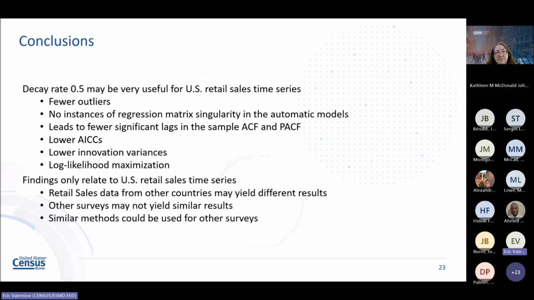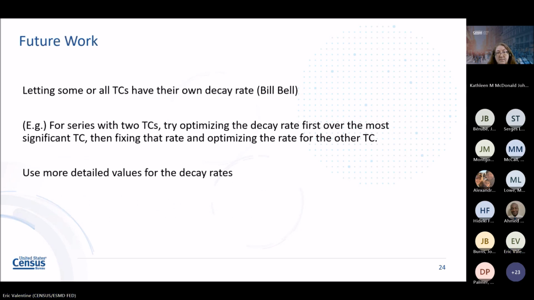Although these findings are interesting, they only pertain to US retail sales time series. Others who want to choose a TC decay rate for their time series might use similar methods to determine what works best for their survey or group of series.